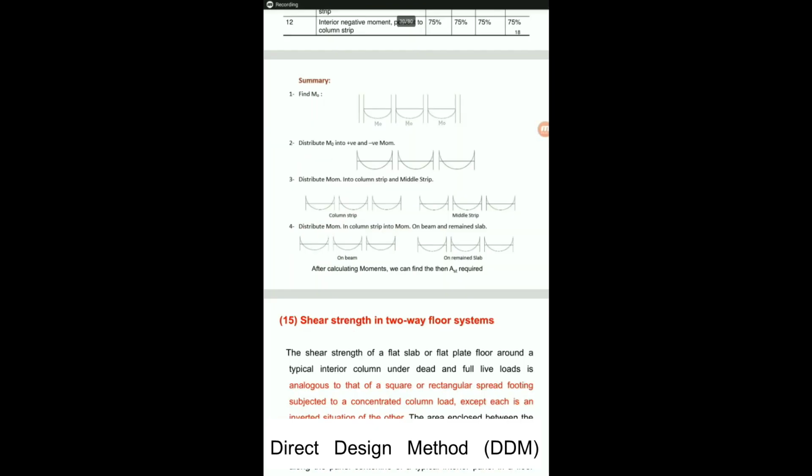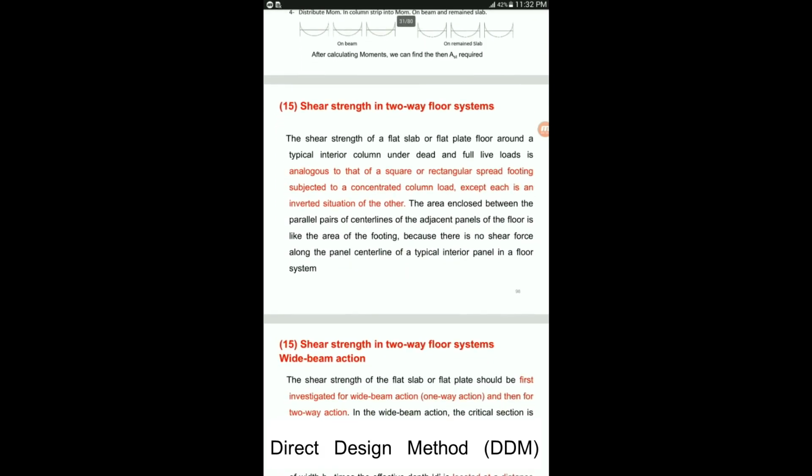The last part of this numerical is to investigate the shear strength of the two-way floor systems. Here we will check two kinds of shear failure. One is called wide beam shear failure or one-way shear, and the other one is two-way shear, which is called punching shear. The phenomena of these failures are very similar to what is experienced in the case of footings, except in this case it is an inverted situation, because now the loads are acting in gravity from the top, whereas in the case of footings the pressure load from the soil is acting from the downward side.